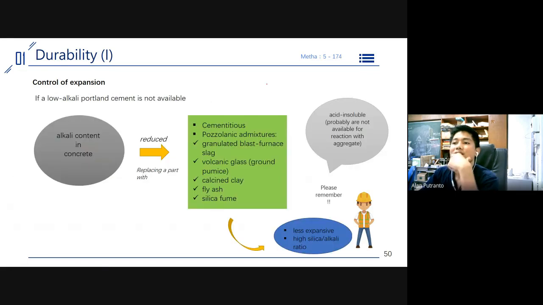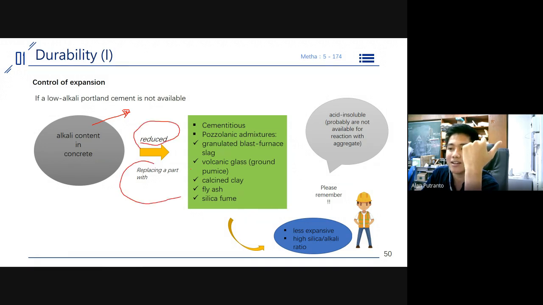This one is also almost the same as what I explained before. If we have alkali in a concrete, we can reduce or replace the alkali content in concrete with cementitious materials like SCMs. This one I told you before in the previous PPT.